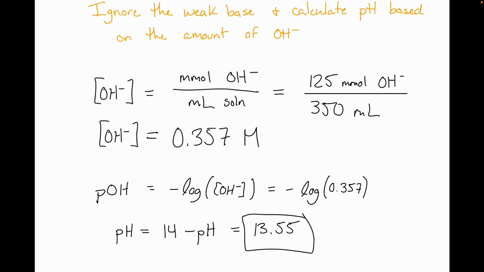All right, so I have my hydroxide ion concentration. I can take the negative log of that, but remember that's not going to give me the pH, it's going to give me the pOH. So to find the pH, I have to do 14 minus the pOH. So 14 minus the negative log of that concentration, and I get 13.55 as my pH.